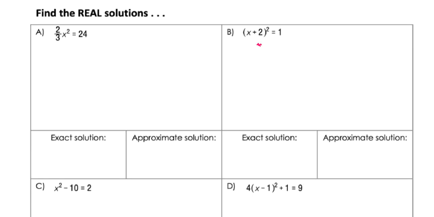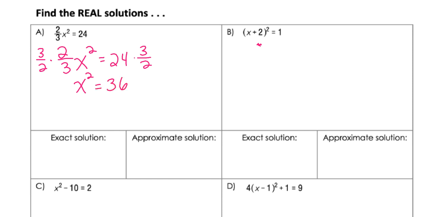Let's start with some quadratics here, and we're going to find real solutions for these ones. So we're going to start by isolating that squared term here. So if I write it out, to isolate that, I'm going to have to multiply by 3/2 to start with on both sides. When I do that, I'm left with x squared equals 36. So I've isolated the term that's being squared. Now I'm going to square root both sides. And I'm going to get that x could be plus or minus 6, because remember, 6 squared and negative 6 squared are both 36.